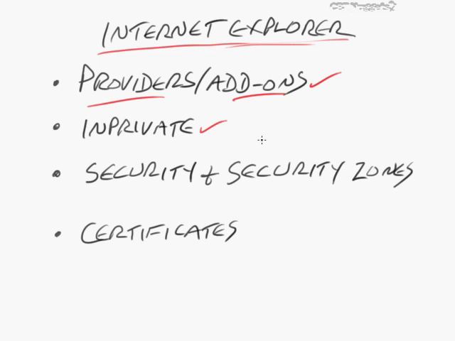We also take a look at in private settings, which will help to protect your privacy so that others will not know what you've been doing. We also take a look at security and security zones. This is particularly important for things such as intranets or other trusted sites, as well as being able to protect yourselves against untrusted sites. And then we also take a look at certificates, the importance of them, how they work, and also how to add certificates so that you can trust them when necessary.